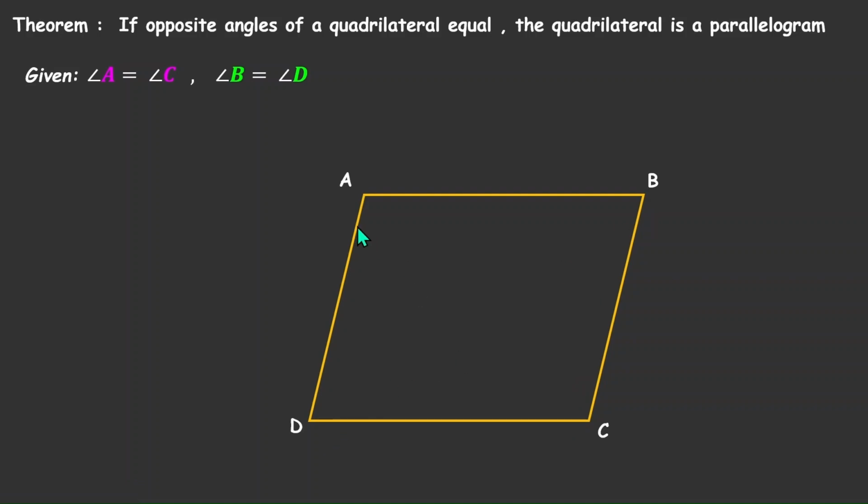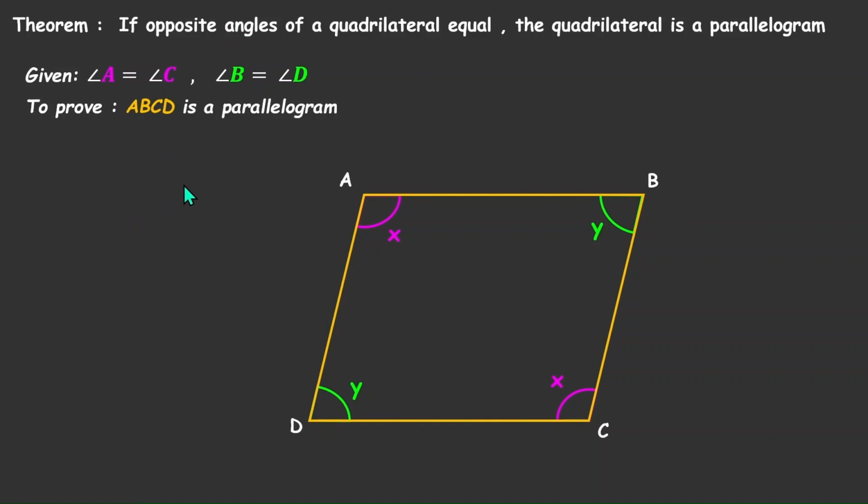And let's say that angle A is equal to angle C and it is equal to some angle X. So let's call it X here. Then both of them would be X. And let's say that angle B and angle D are equal to some angle Y. So this is Y here and this would also be Y. And from this, we have to prove that the quadrilateral ABCD is a parallelogram.